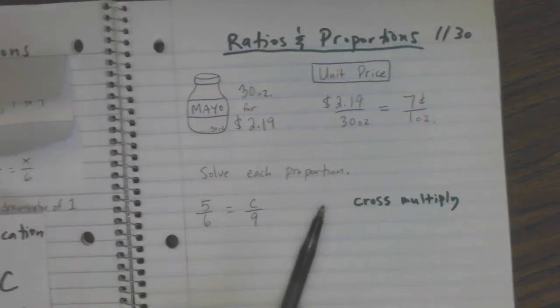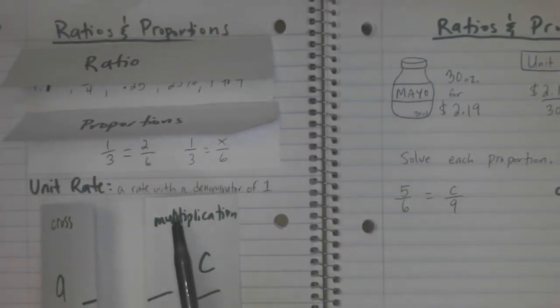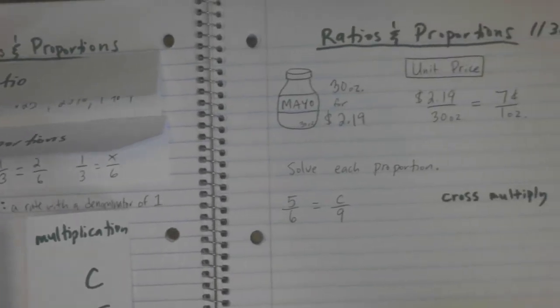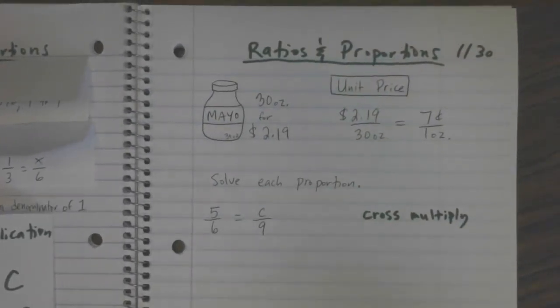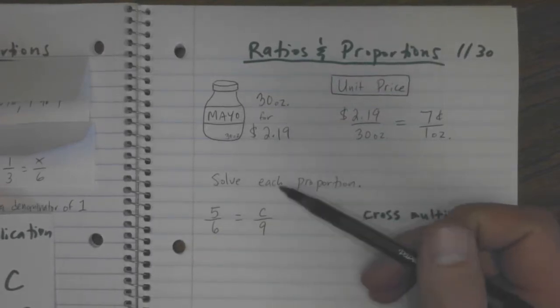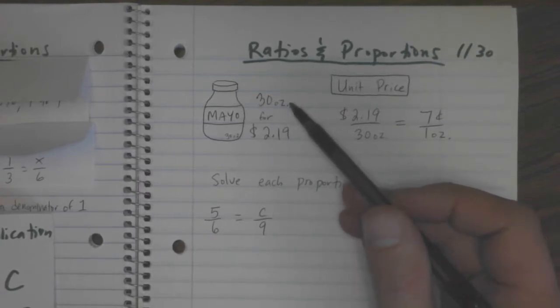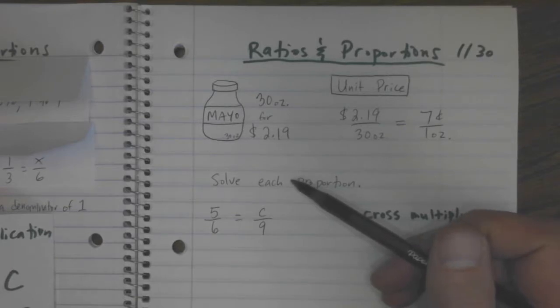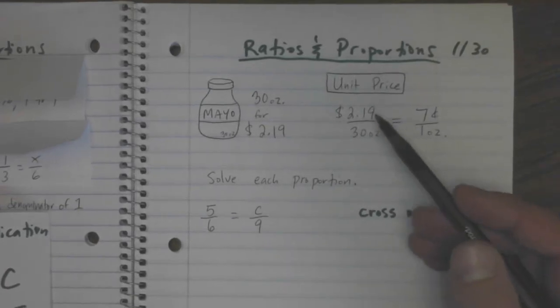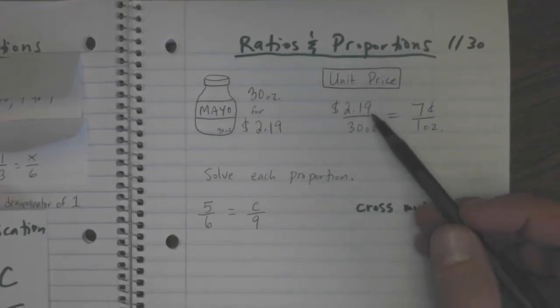And remember, we said over here the unit rate is a rate with a denominator of 1. So unit price means how much per whatever the measurement is. In this case, it's per ounce. So we're trying to figure out how much money it costs per ounce of mayonnaise. And we can solve that question with a proportion. So the proportion looks like this.